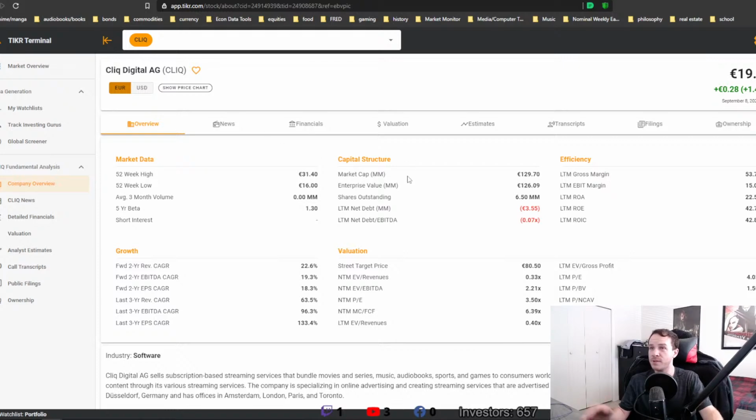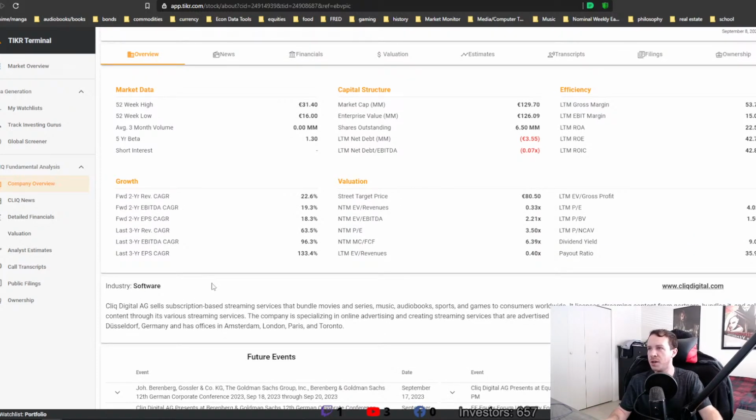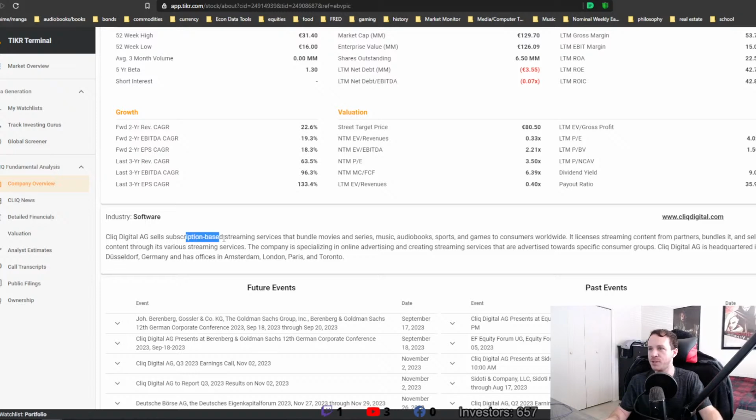But anyway, so this little company right here, Cliq Digital AG, as it says here, sells subscription-based streaming services that bundle movies, series, music, audiobooks, sports, and gaming to consumers worldwide. Out of Germany in particular, sells quite a lot of content to North America. As I was finding in the 10K, which was interesting because initially when I was first looking at that, I thought they were primarily focused on Europe, but then I found out that actually the majority of their revenue does come from North America, which is kind of interesting.